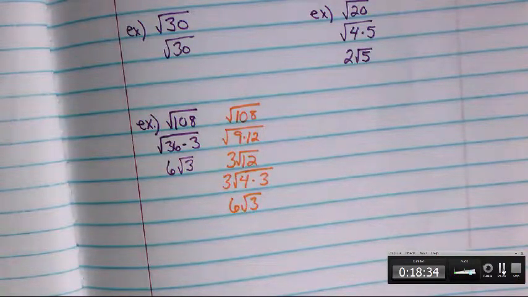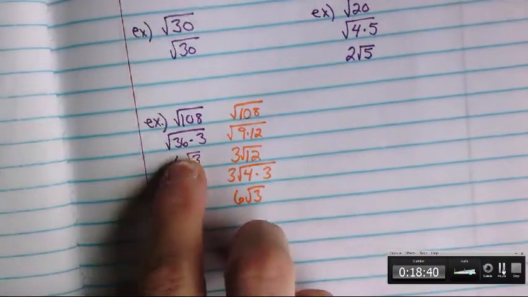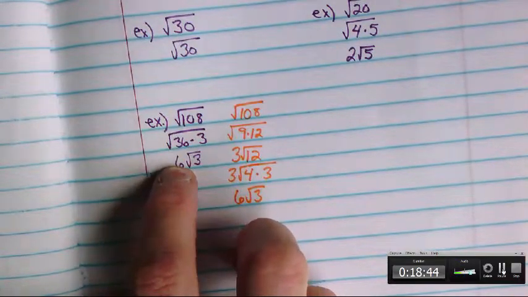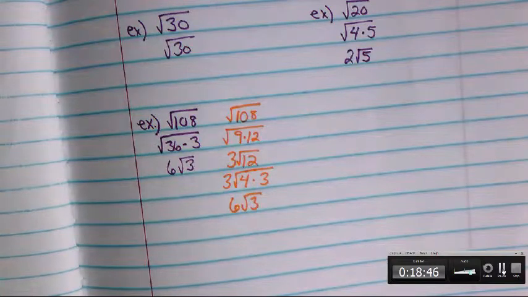So where did the 6 come from on the 36? What's the square root of 36? That's where it comes from. You always square root the one that can be square rooted, and you pull it to the outside of this radical.